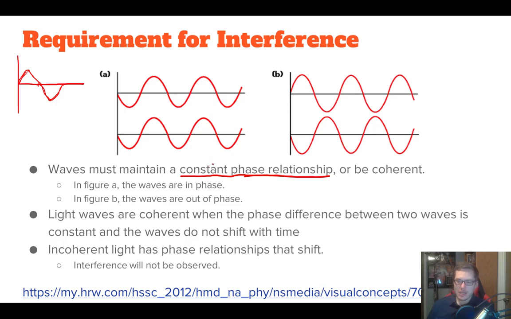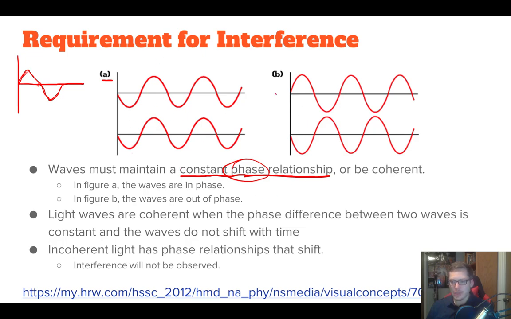And so what we need in order for this interference to occur is that our phases need to be constant. We need to be in a constant phase relationship, or they need to be exactly the same. The crests and troughs need to always line up in the same relation to one another, whether they be right on top of each other, completely canceling each other out, or somewhere in the middle. So A here would be completely in phase. Notice that the troughs line up with the troughs and the crests with the crests.